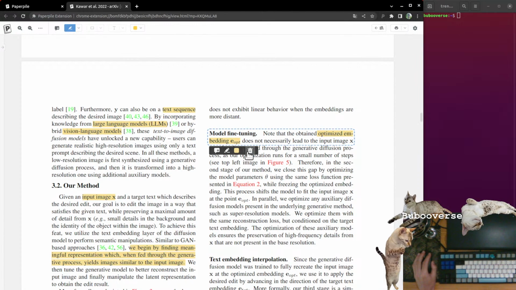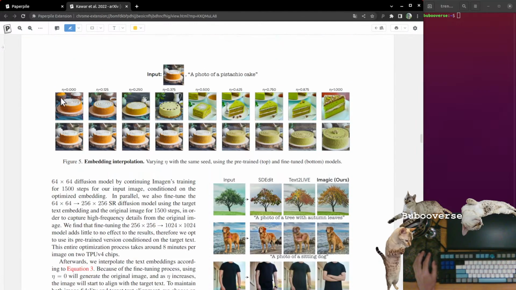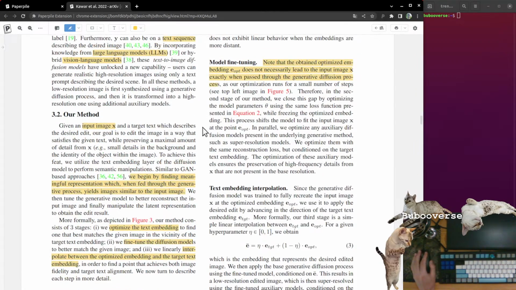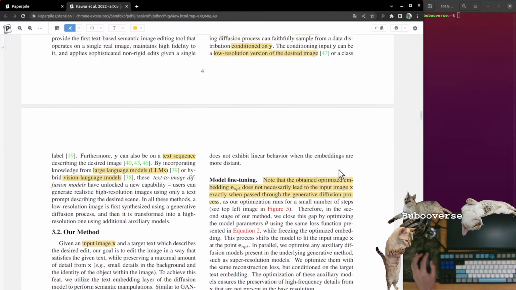Okay, actually, this is quite interesting here. Note that the optimized embedding does not necessarily lead to the input image exactly when passed through the generative diffusion process. See the top left image of figure 5. Where's figure 5? Okay, so here they're kind of interpolating, I suppose. We're going to see what that capital N is. But they're interpolating between the different photos of pistachio cakes. Actually, we'll get to that one once we get there.